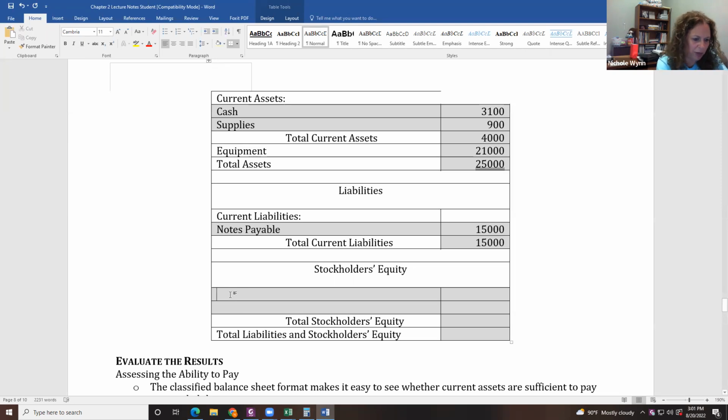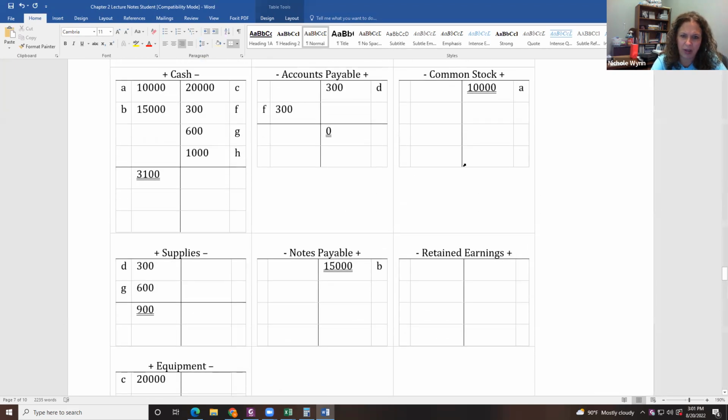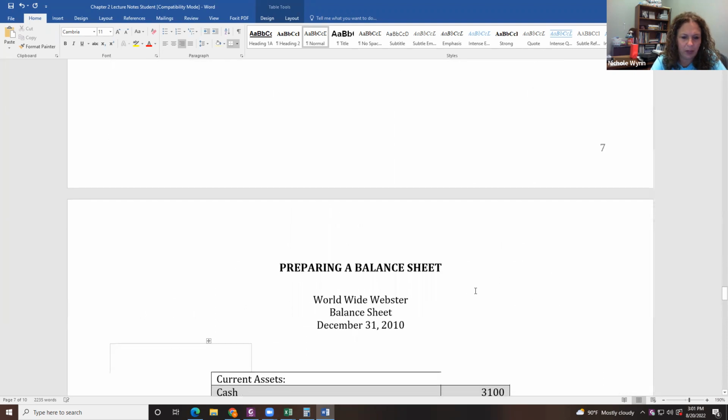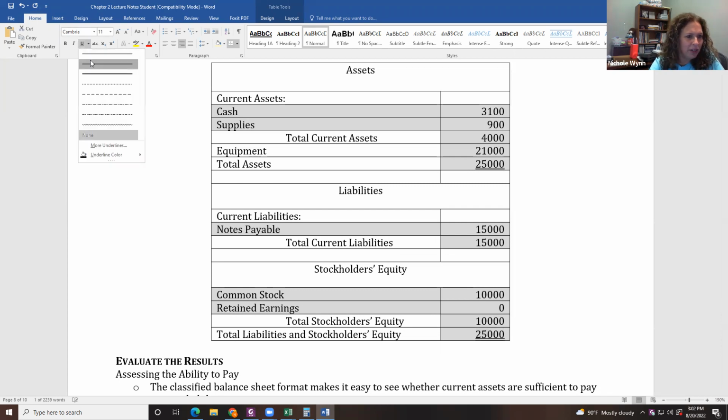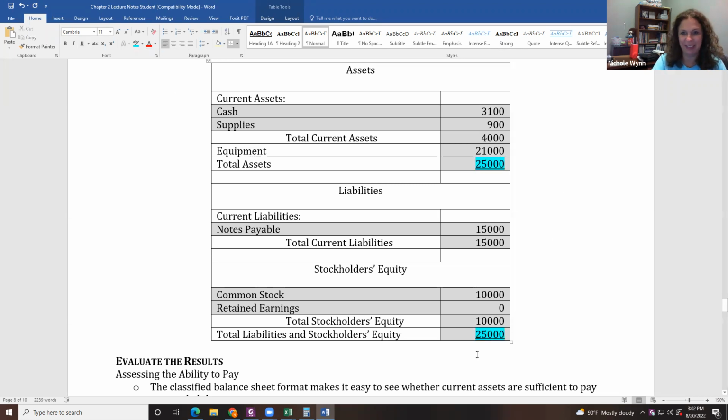And then my two kinds of equity are common stock and retained earnings. Common stock was 10,000 and retained earnings is nothing. So you don't have to put it on there when it's 0. I just did because I don't want you to forget that kind of retained earnings. So total owner's equity is 10,000 and total liabilities and equity is 25,000. 25,000 and 25,000 equal. So that means that I balance.